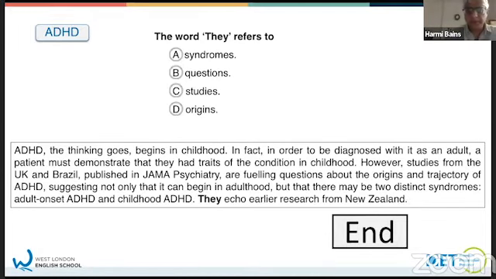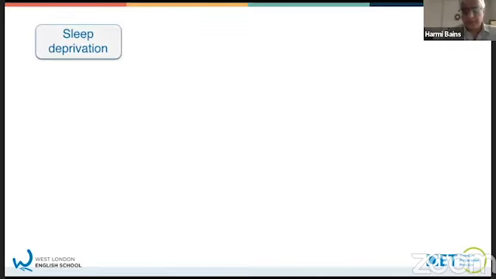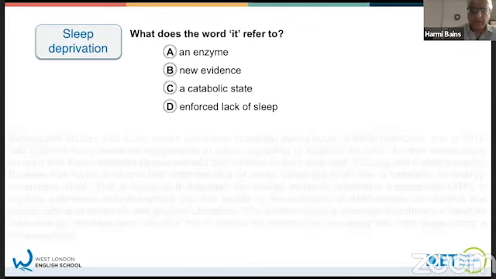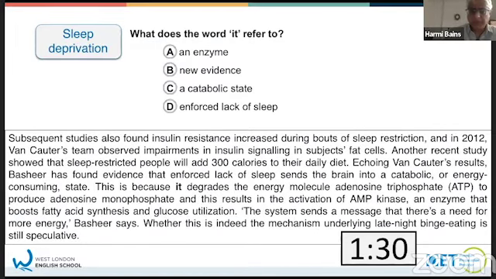Let's go on to question number 2. This time the topic is sleep deprivation, which is what you're reading about. Question, answer options. This time you've got 1.5 minutes.